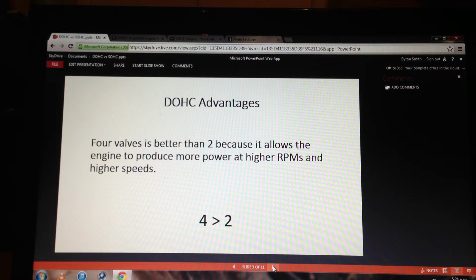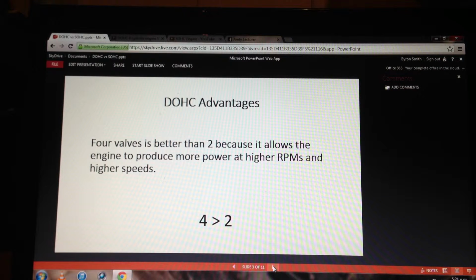Dual overhead cam has some advantages over single overhead cam. When you look at the valve arrangements, 4 valves per cylinder instead of 2 is ideal. This is because a larger portion of the engine area can be used to let air in and exhaust out. When more air enters the engine, the air can produce more power, and it wastes less power if it is easier to pump exhaust out of the cylinder.